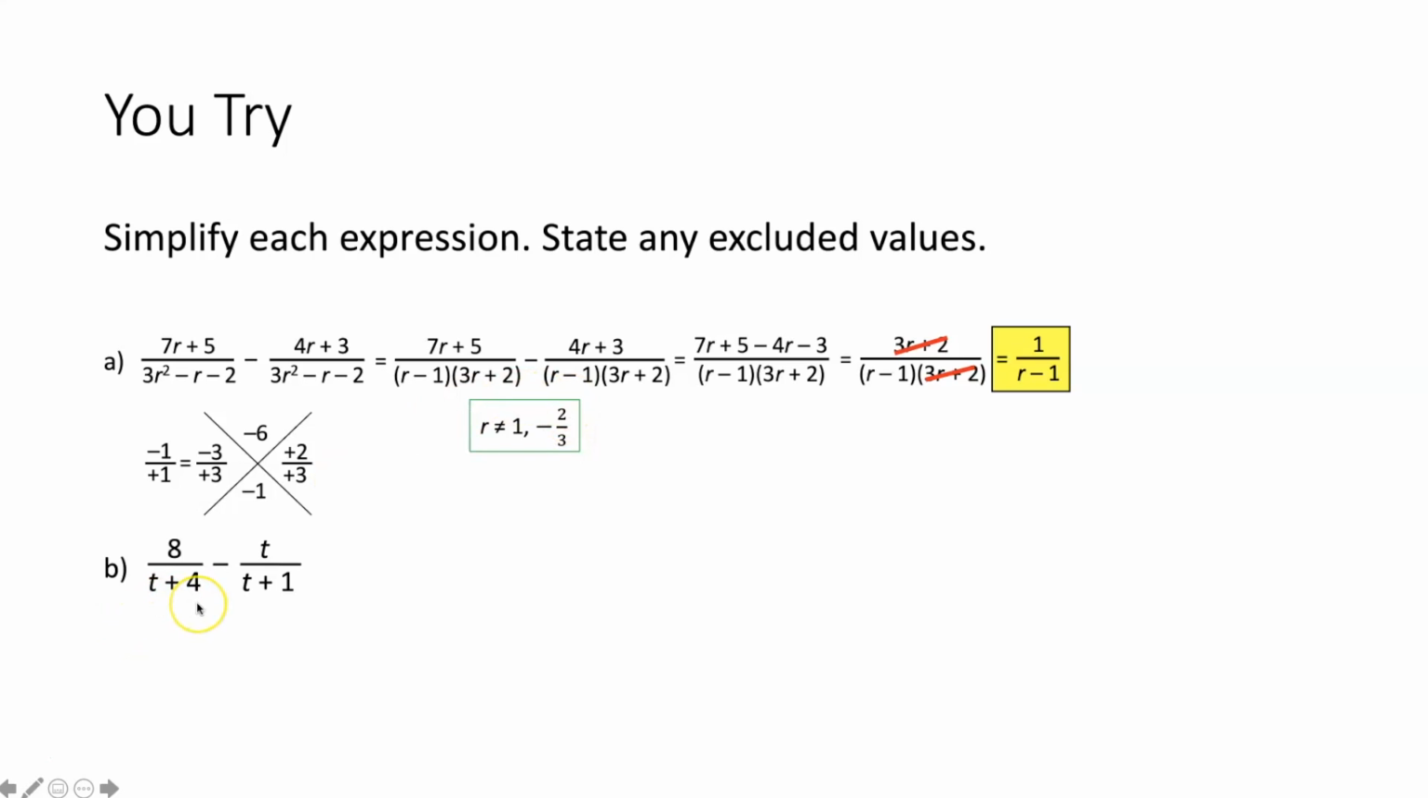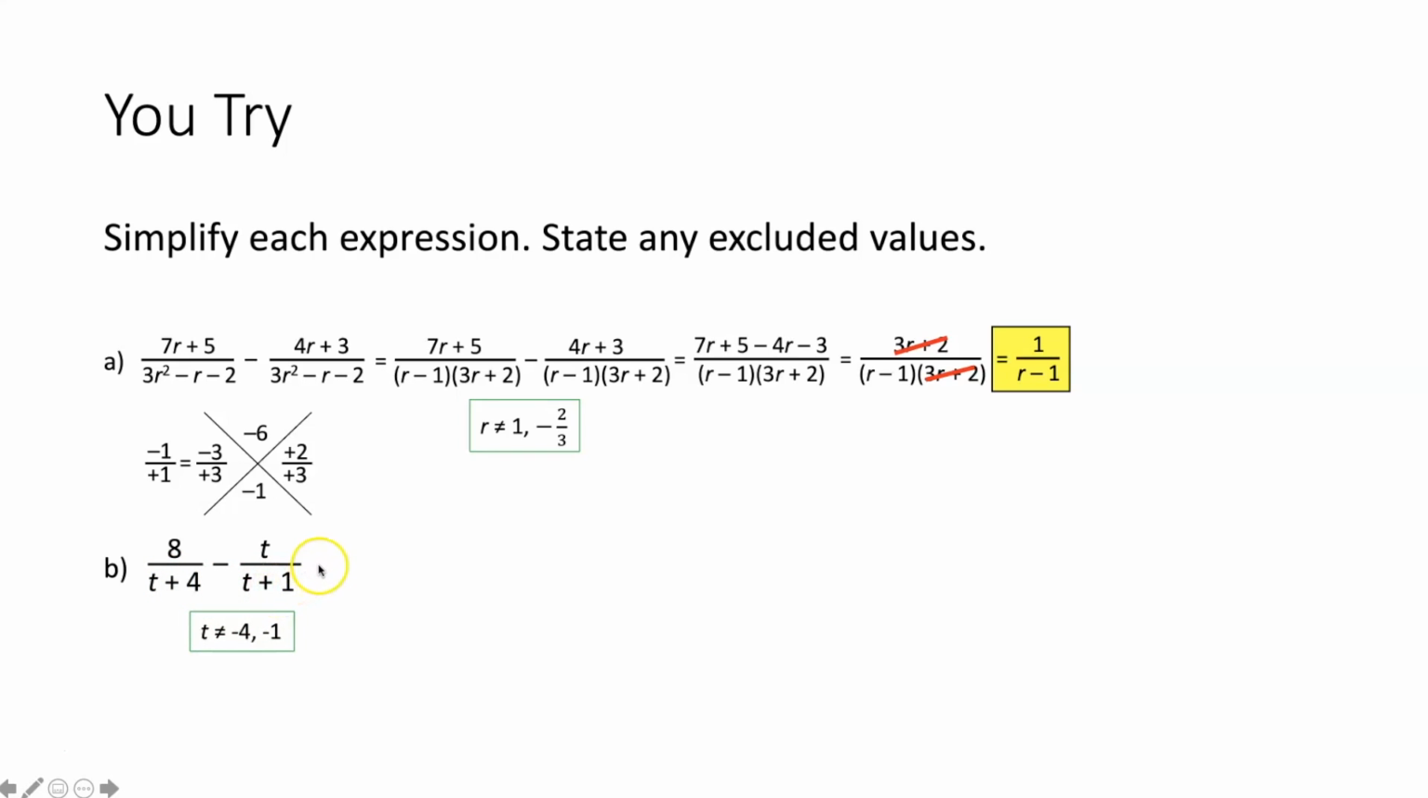Part B, doing the same thing. Step 1, we need to completely factor the numerator and denominator of each fraction. Done. Step 2, we need to state any excluded values. So we're going to set our denominators equal to 0 and solve for t. So over here, when we solve that for t, we end up getting t cannot equal negative 4. Over here, when we solve that for t, we get t cannot equal negative 1. Those are our two excluded values. Those values of t would cause our denominators to equal 0.